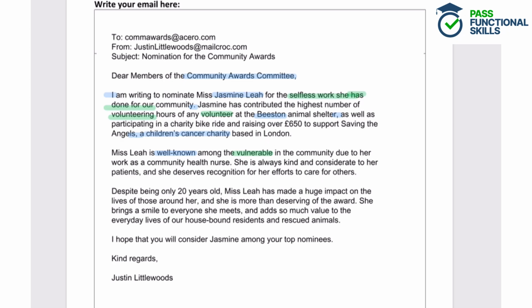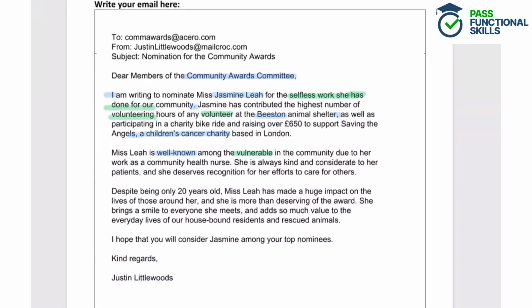So we're talking about someone who's done something heroic, and helping the vulnerable in the community is definitely a heroic thing to do. So try to make sure that your spelling is accurate. Some people do struggle with spelling, but you just need to practice and try your very best to get the marks for spelling.